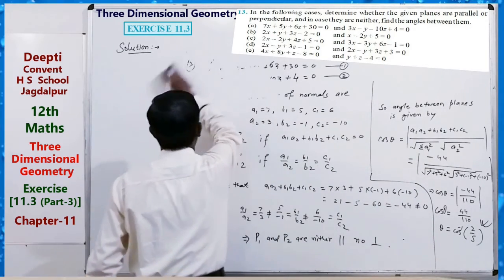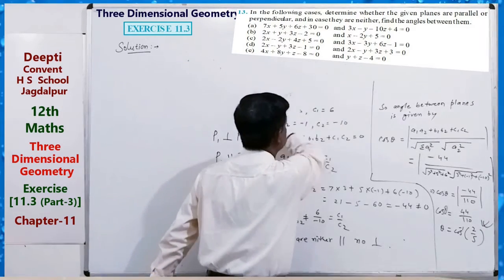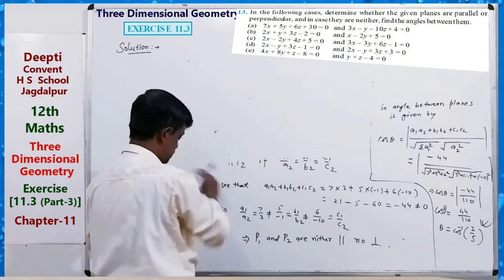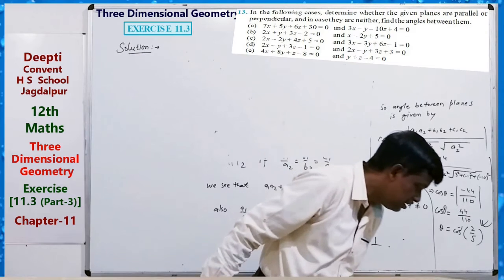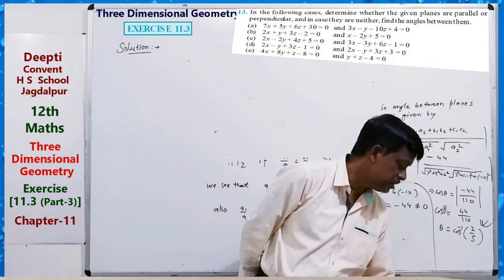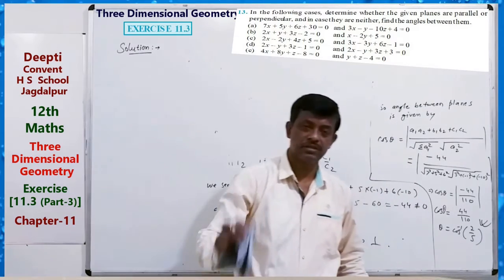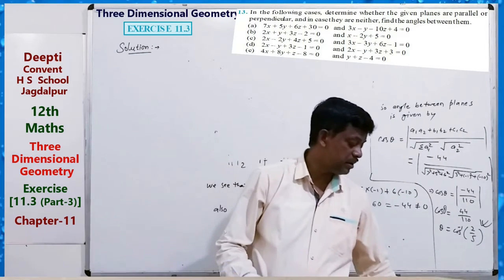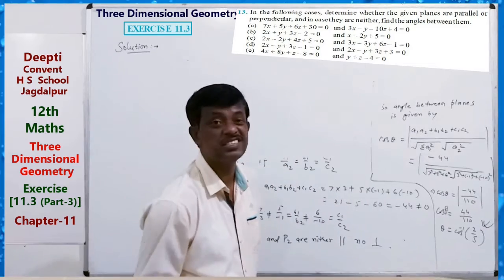Now, last question, 14. Question 14 can be solved also. In the following case, find the distance of each of the given points from the corresponding given plane. Here, 4 parts are there. A point is given and a plane is given. Just you have to find the distance.